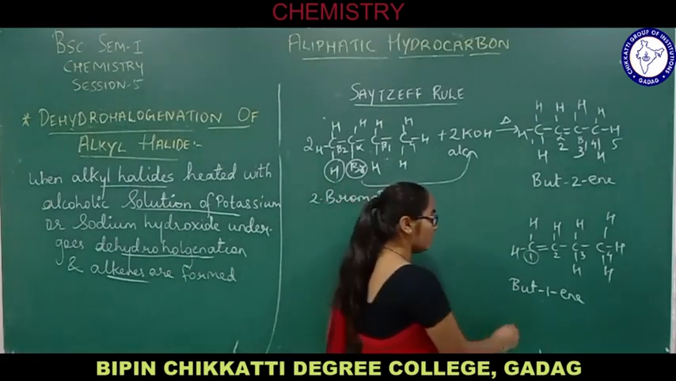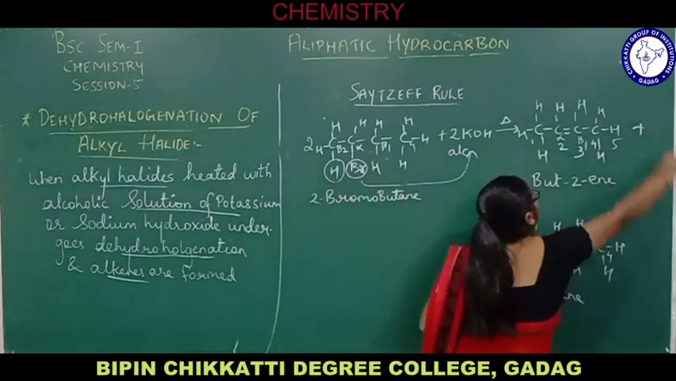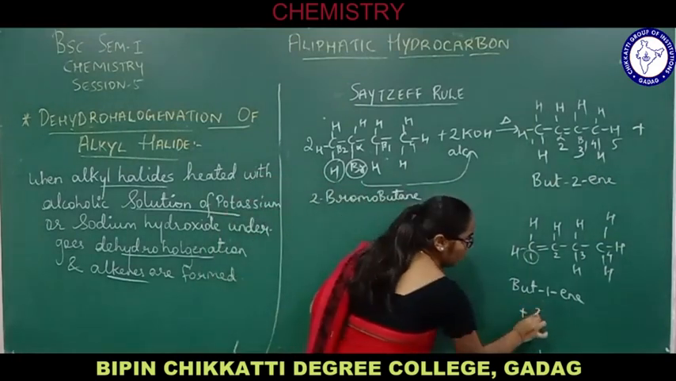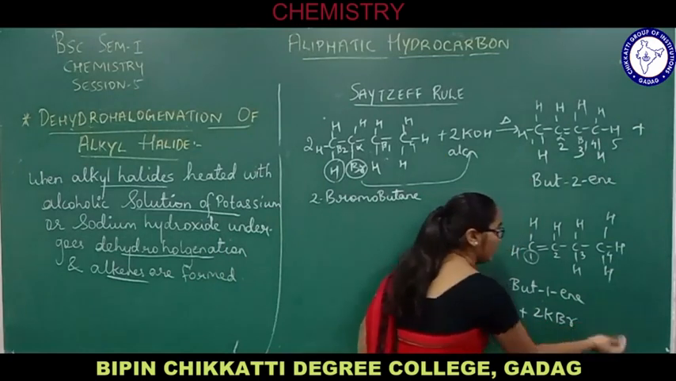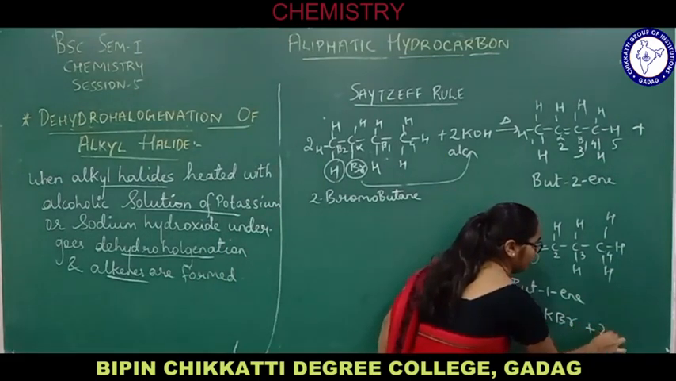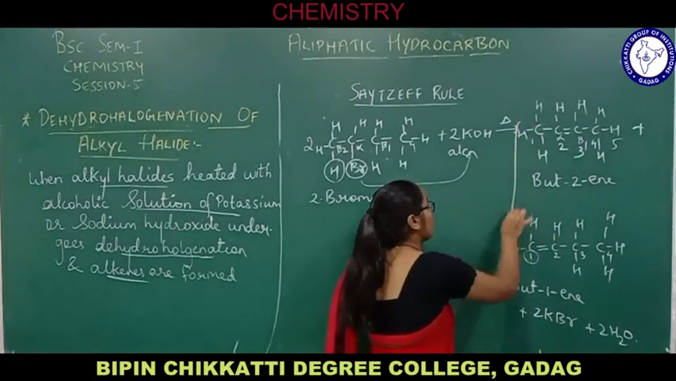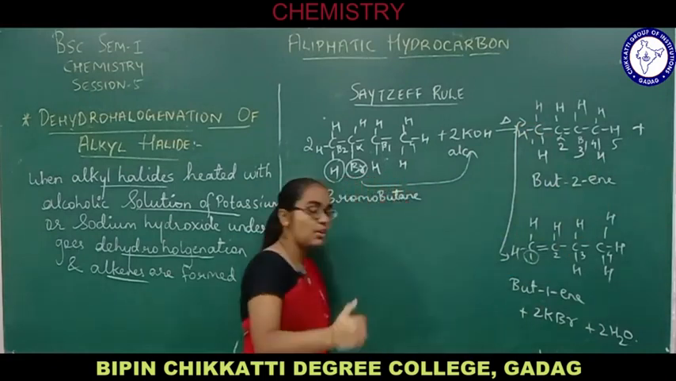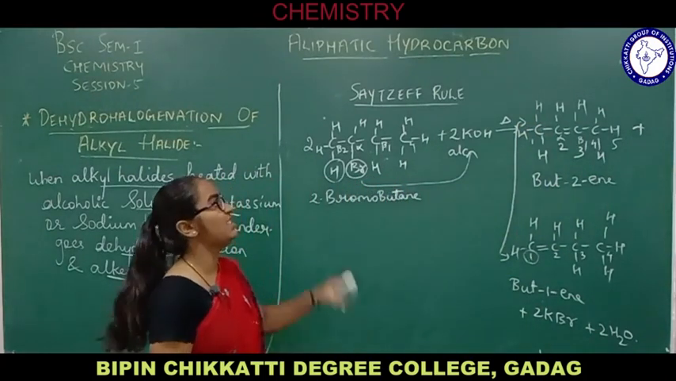Now the byproduct which has been formed over here is 2 potassium bromide and the 2 water molecules will be the byproduct. This will be the byproduct. So these 2 products which have been formed over here, right? Now which will be the major product and which will be the minor product, that is going to get decided by this Saytzeff rule.